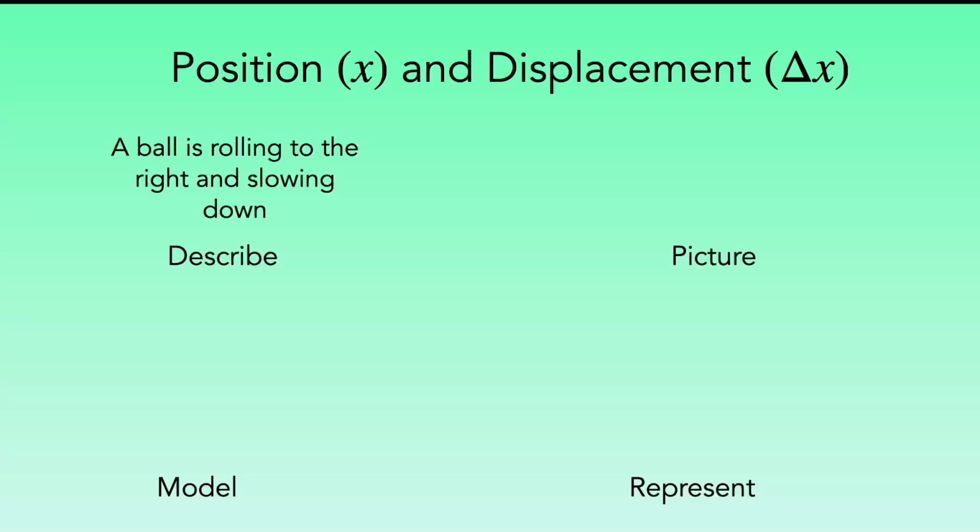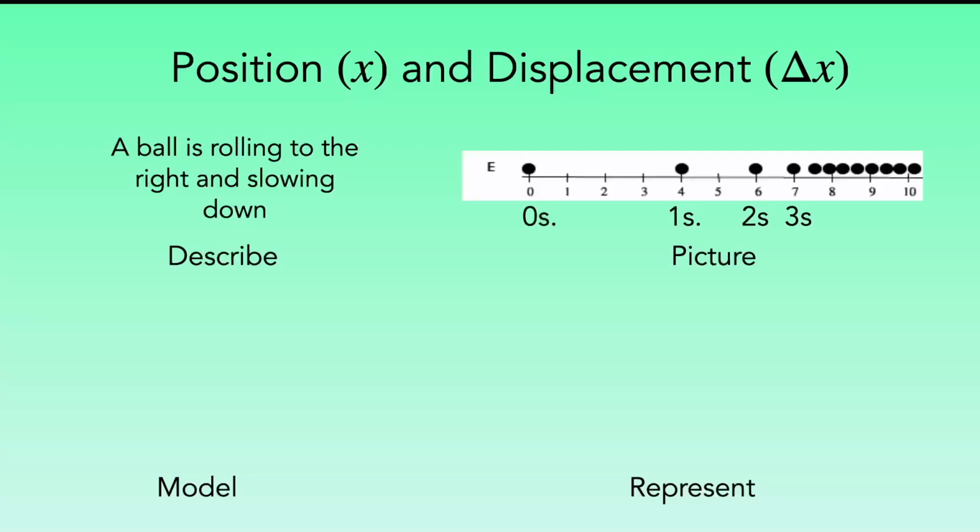All we need is 2 points to find a displacement. Here a ball is rolling to the right and slowing down. A picture for this might look like this, like a motion map. At 0 seconds, its position is 0. At 1 second, it's position 4 meters. We'll call it meters. At 2 seconds, it's position 6. At 3 seconds, position 7, etc.